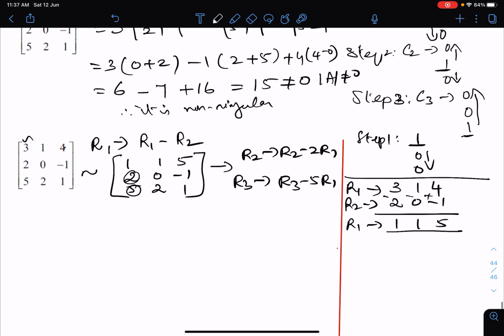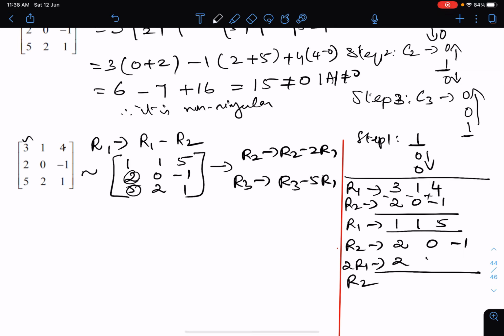So first we will do for R2 as it is, and 2R1, that is going to give you R2. What is your R2? 2 0 minus 1, and 2R1 is 2 2 and 10. So you are going to subtract, put the minus sign, so this is going to get cancelled, 0 minus 2, and this is going to be minus 11. This is our R2.